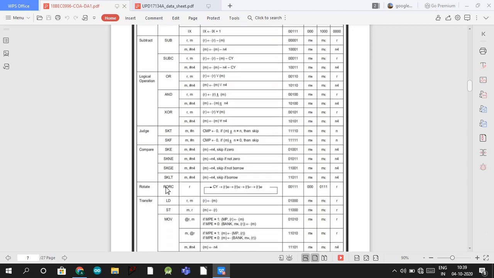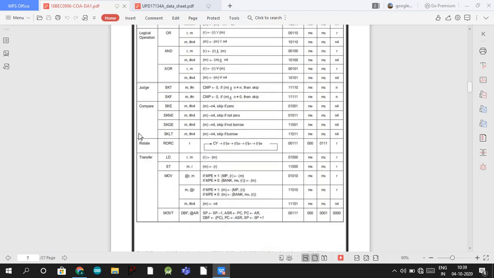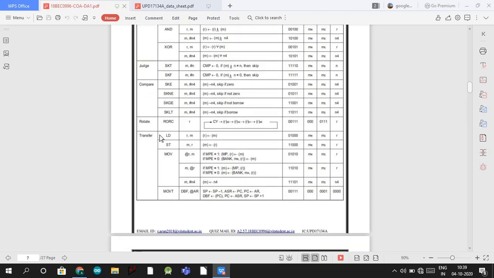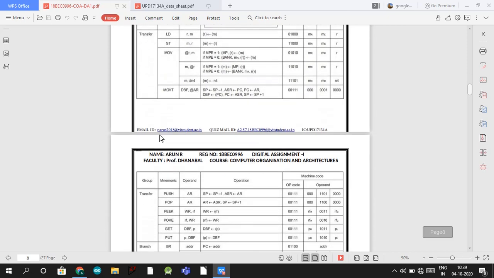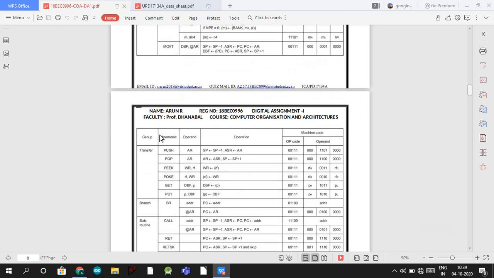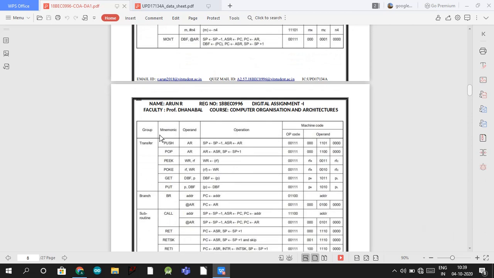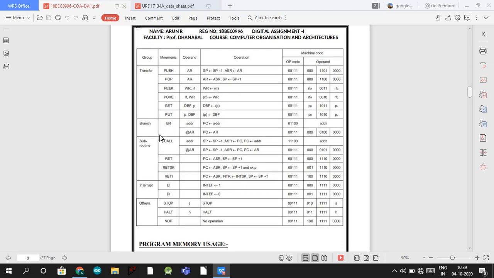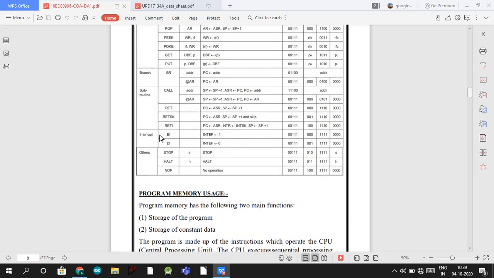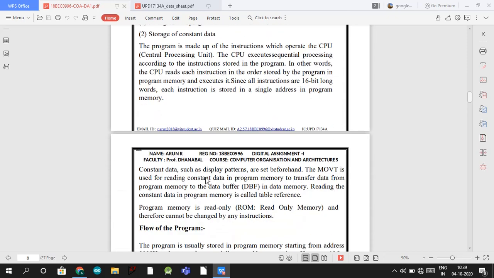This many operations are there. Also rotate operations, left rotate and right rotate. This type of operation is also there. And transfer functions such as move, push and pop functions, and branch functions, call and return functions, and other types such as stop, halt and nop. So many operations are included in the UPD17134A.